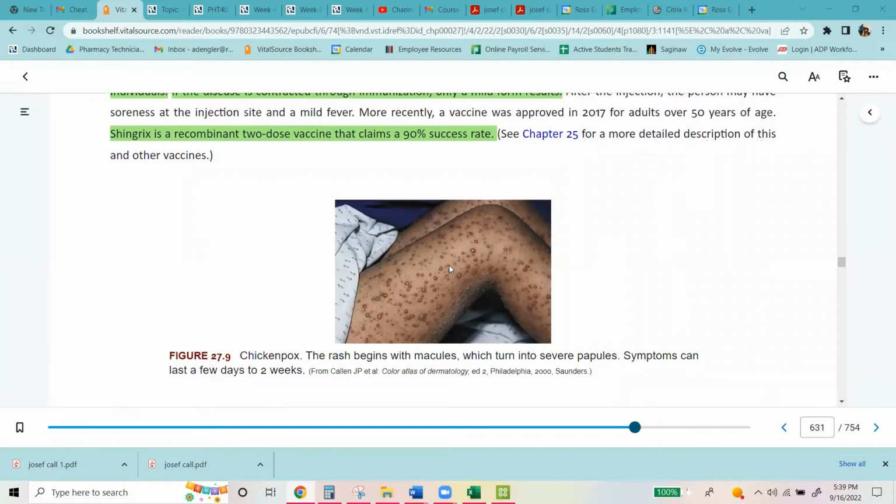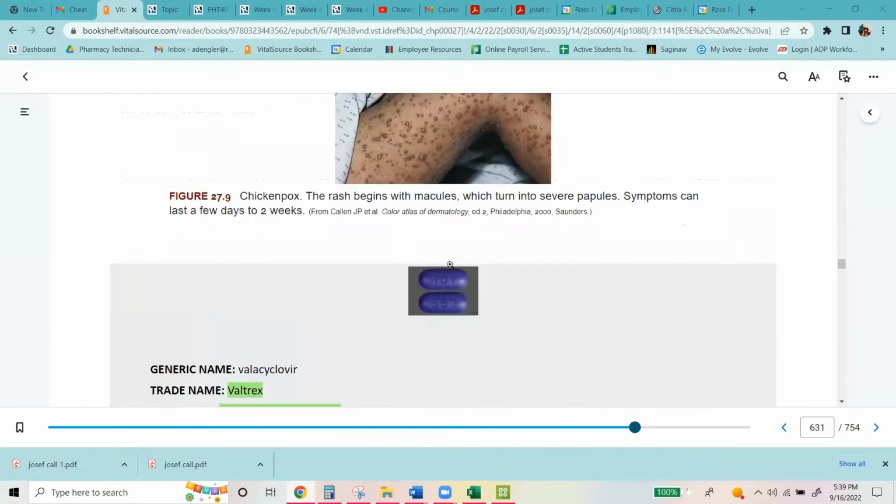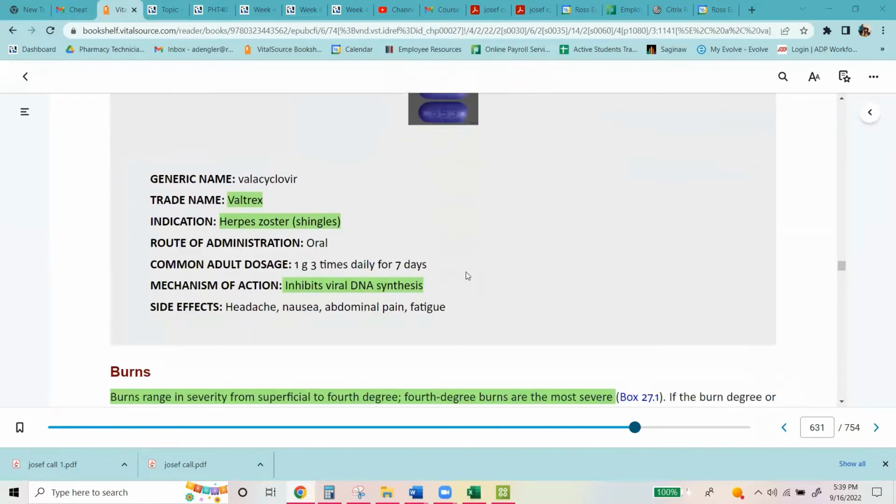And 27.9 shows chickenpox. The medication Veltrex is indicated for herpes zoster infection. So it is used for genital herpes. It's used for cold sores, which are another type of herpes. And it is also used for shingles.